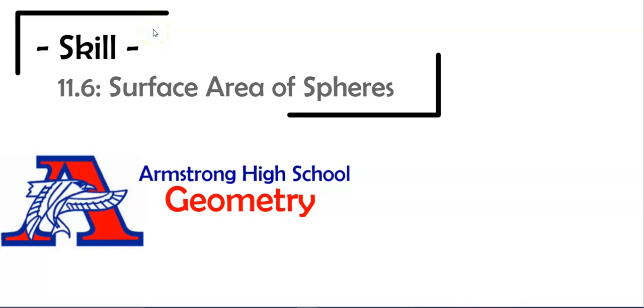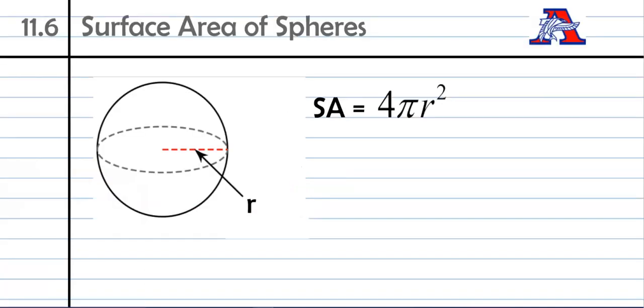This is the last skill of Unit 11. In this skill, we're going to be looking at surface area of spheres. And fortunately, this is probably the easiest of all of the surface area formulas. So this one shouldn't take us too long. It's mostly just setting it up, typing it in the calculator, and making sure we're rounding correctly.